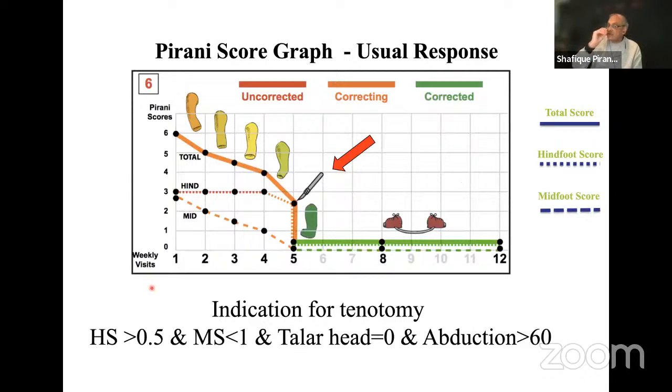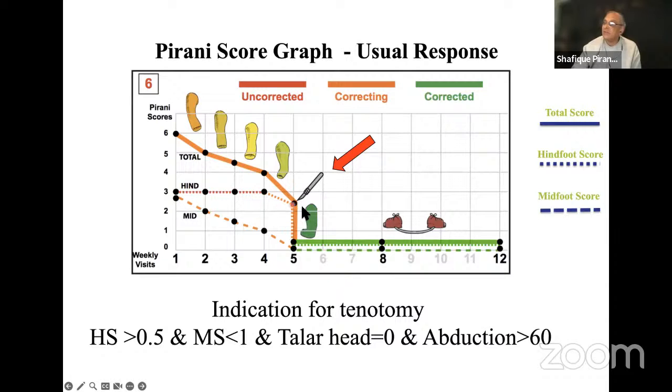So what is the indication? When are you supposed to do the tenotomy? Earlier on, you're doing these casts to improve the position, and then you want to do the tenotomy at a certain point. And this is where the Pirani score helps.